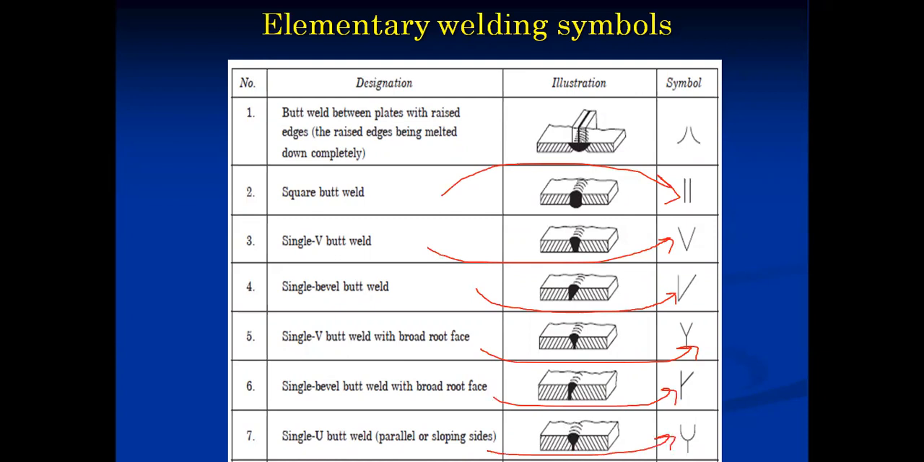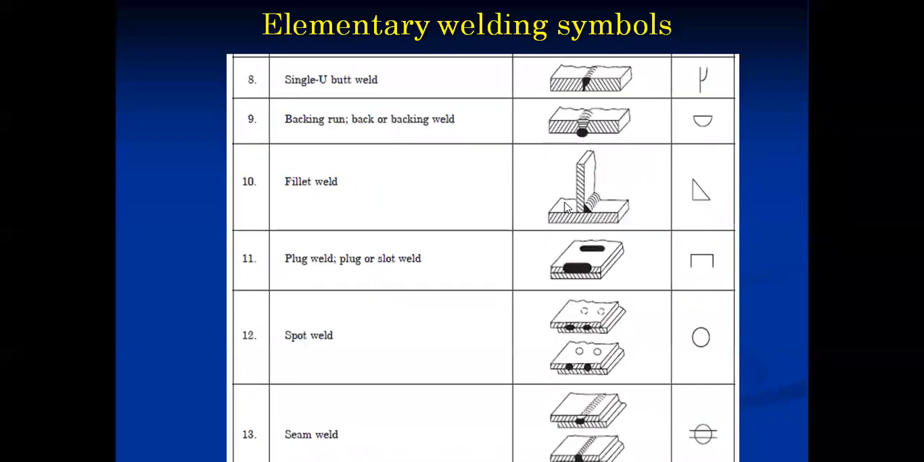Butt weld is nothing but plates are kept in front of each other, not overlapping to each other as in the case of lap weld. In case of butt weld, these are placed in front of each other, and these symbols only you have to remember. Only symbols. Okay, further. This one also, these symbols also.